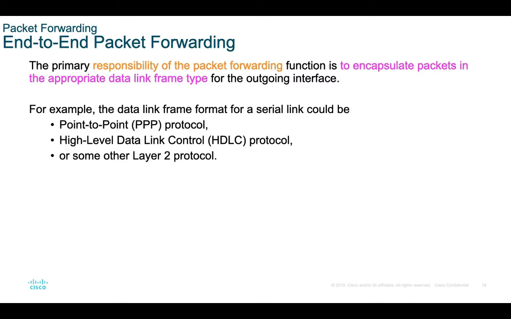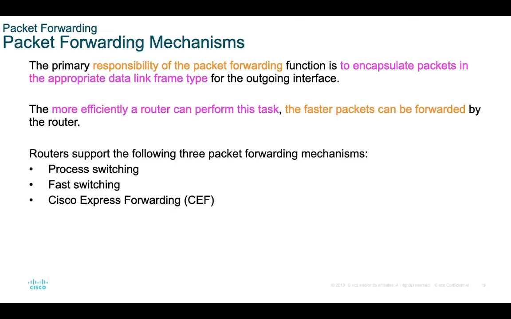For the Ethernet frame, we have the destination MAC address and source MAC address. So the primary responsibility of the packet forwarding function is actually to encapsulate the packet in the appropriate data link frame type for the outgoing interface. As I said earlier, the data link is effectively for one network only. When the router receives from the ingress, it is from one network, and then when they forward it out, it will be to another network, so it will be encapsulated with their data link format. The more efficiently a router can perform this task, the faster packets can be forwarded by the router.